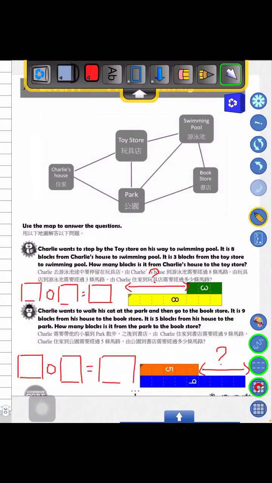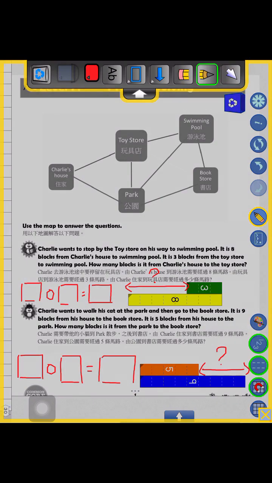Okay, we are now on page 1, and in this page we need to use the map to answer the questions. First question, Charlie wants to stop by the toy store on his way to swimming pool. It is 8 blocks from Charlie's house to swimming pool. Okay, and then we write down on the map. From Charlie's house to the swimming pool, it is 8 blocks away.